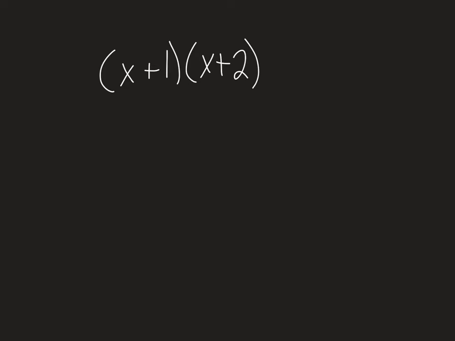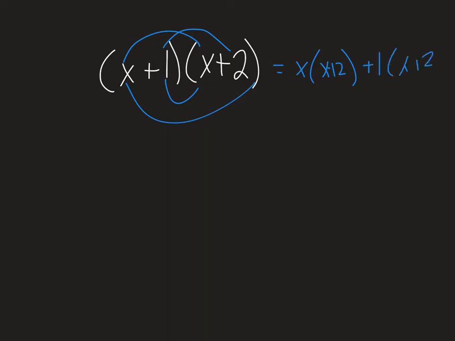So regardless what method you like to use, you can use FOIL, or smiley guy as I like to call it, or we can do double distributive property. So you could take essentially x times x plus 2 plus 1 times x plus 2. Whatever method you choose, it should boil out to be x squared plus 3x plus 2 once you do all this simplification.